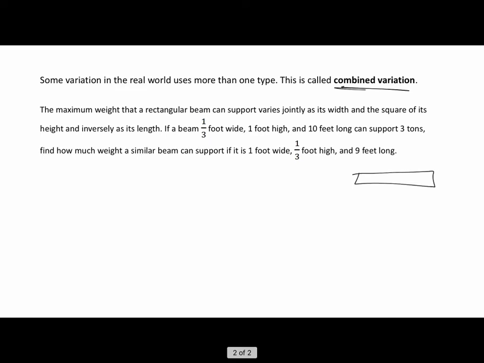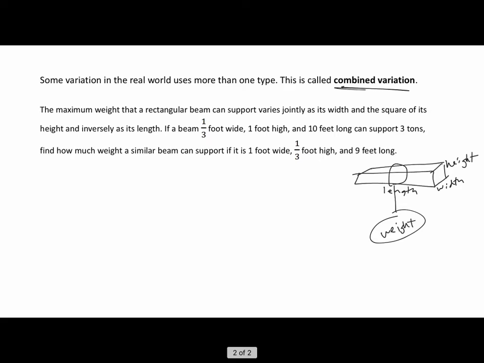Okay, we're talking about a beam that has length, width, and height. Just to try and imagine what I'm working with here. And this beam can support weight. So say something's on it and there's a weight here. I don't know, that's what I imagine anyway. So it can support weight.